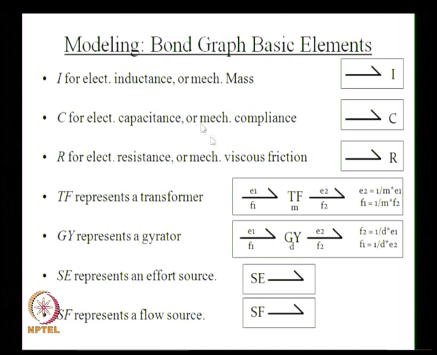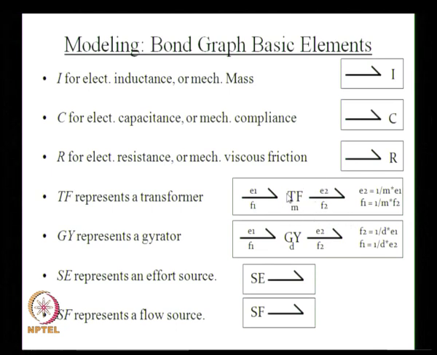So here you can see the TF, where E1 and F1 are the inputs, effort 1 and flow 1, then you have effort 2 and flow 2, and this TF with M represents the transformer ratio. The relationship between E1 and E2 is given here. E2 is equal to 1 over M times E1, and F1 is 1 over M times F2. That is the relationship between E1, E2 and F1, F2. So here E1 is converted to E2 and F1 is converted to F2 through a transformer.